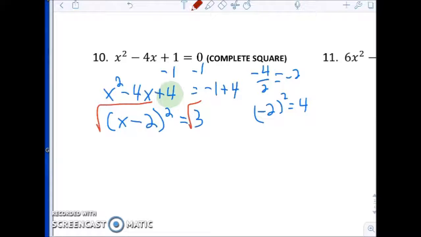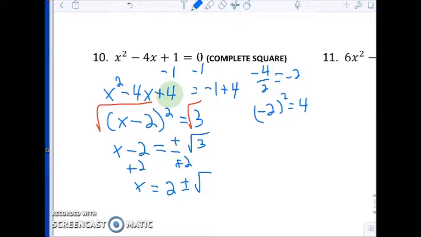When you square root a quantity squared, you end up with that base there, x minus 2. When you square root a variable, the other side needs to be a plus or minus, so plus or minus square root 3. I'm going to add 2 to both sides, and this one just becomes our answer, 2 plus or minus square root 3, and that's all we can do on this one. Okay, if you need to pause and rewind, go ahead and do that now.